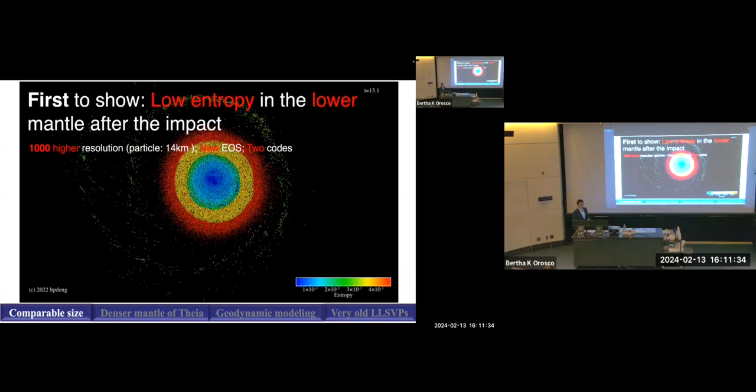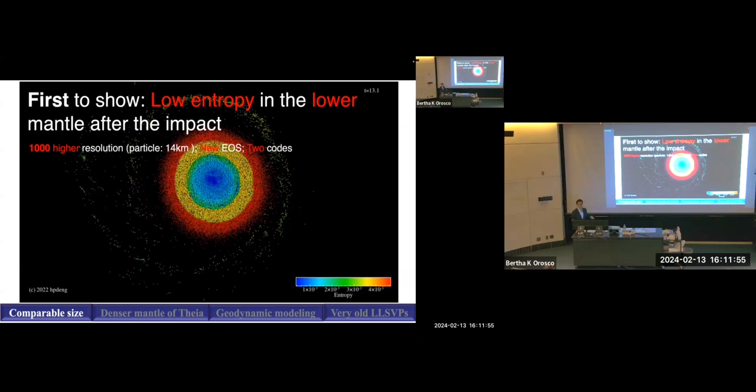So why didn't previous work show that? One of the reasons is that we use a very, very high resolution. One of the simulations we use is by Swift. Their model resolution can be 1,000 times higher than previous models. And also we explored different results.